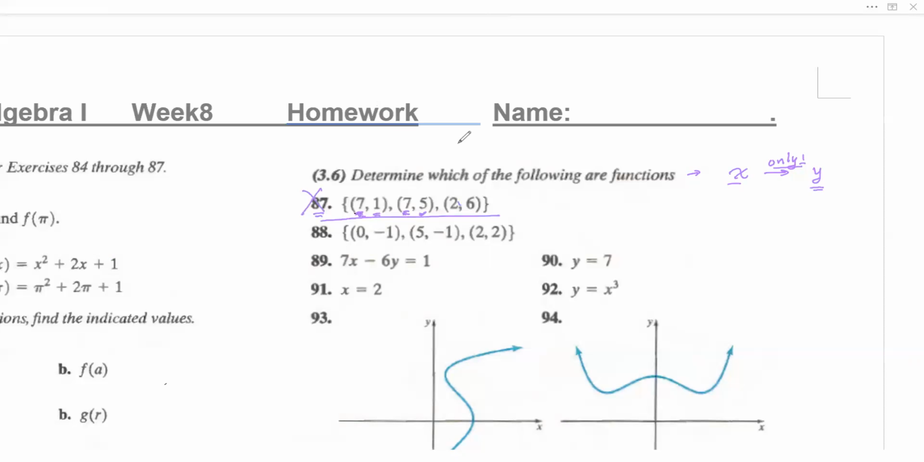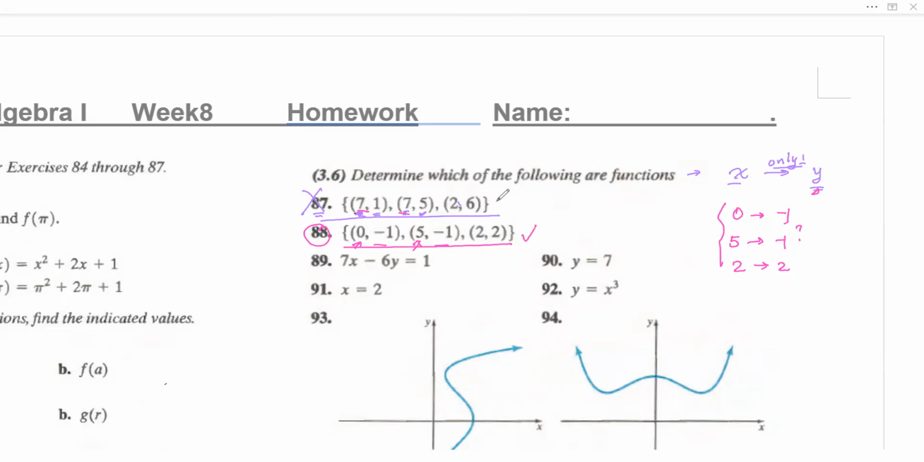All right, let's see the second one, 88. The input is 1, output -1. Input 5, the output is -1. So they are still one output each. The output can be the same. Like here, 0, output is -1. 5, output is -1. When you input 2, output is 2. Someone may ask, why is -1 the same, is it possibly a function? The output can be the same. This doesn't matter. But if you input 1 and two different outputs come out, like the previous one, it is not a function, but this one is a function.